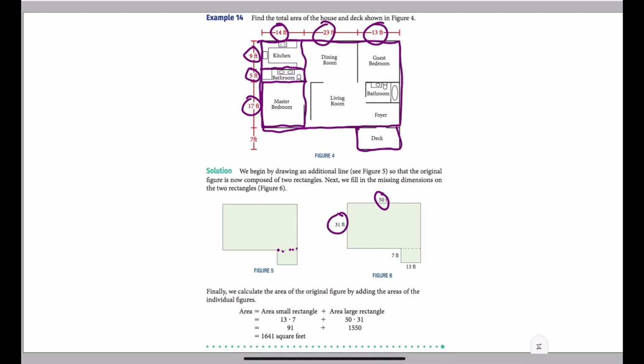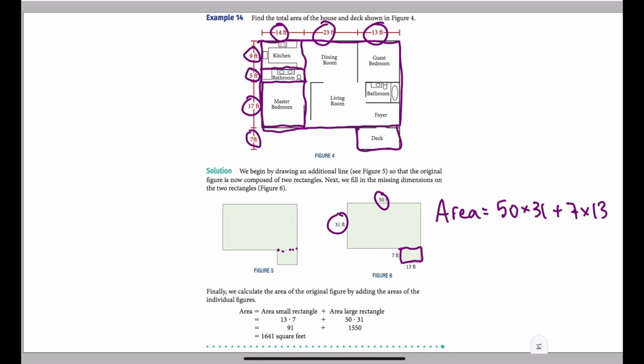And then I know my deck is 7 by 13, so I label that separately. And so now I can calculate my total square footage. I can say my total area is equal to the length times width of the interior part plus the length times width of the exterior part, the deck. And so what I'll do is I'll multiply these products separately, and then I'll add them together.